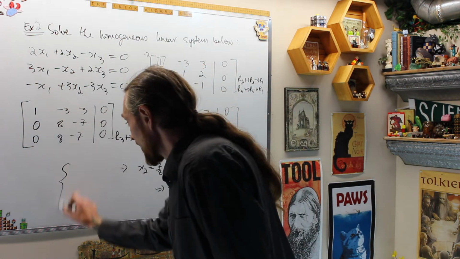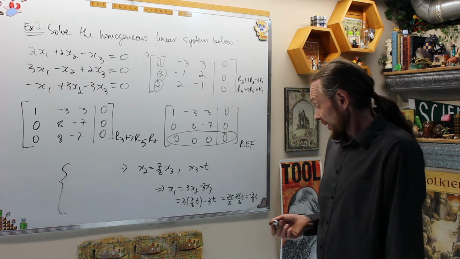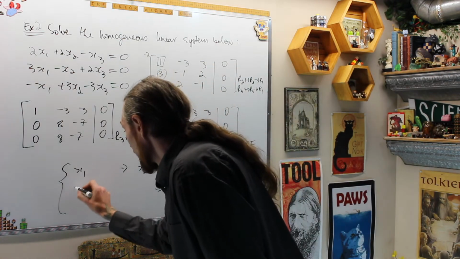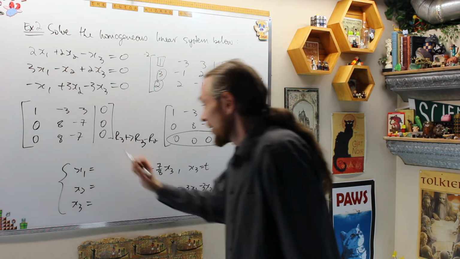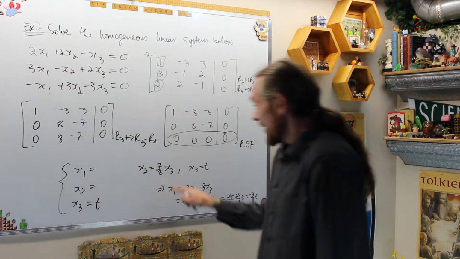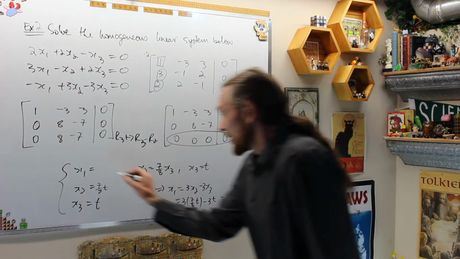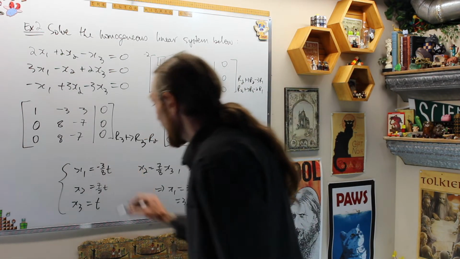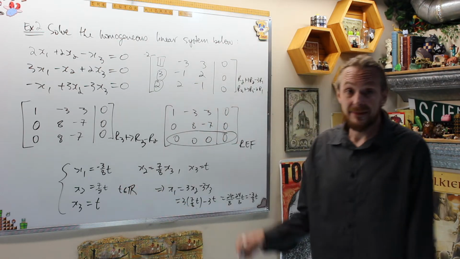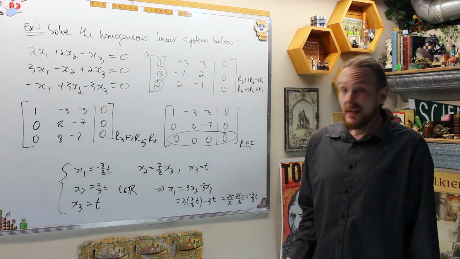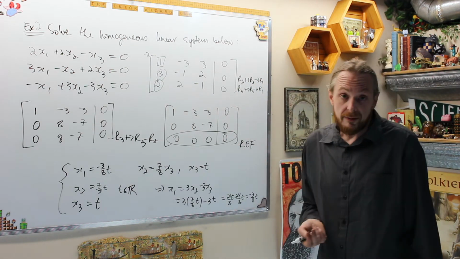This tells me that my infinitely many solutions to this homogeneous system, x1, x2, x3, equals: x3 is t, x2 is 7/8 t, and x1 is -3/8 t. We have infinitely many; t is any real number. So this is the infinitely many non-trivial solutions. If you want the trivial solution, take t equals 0, and sure enough, it's still there. We want the non-trivial ones.